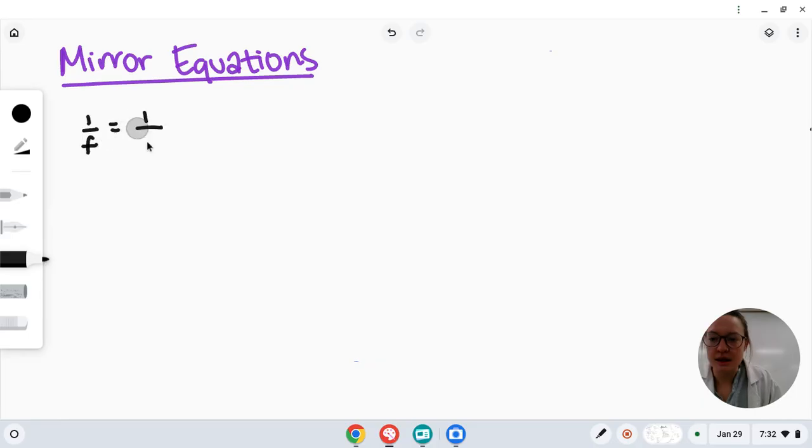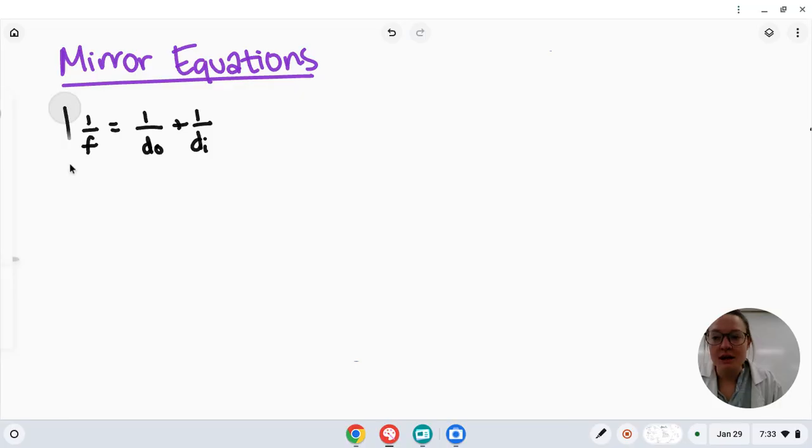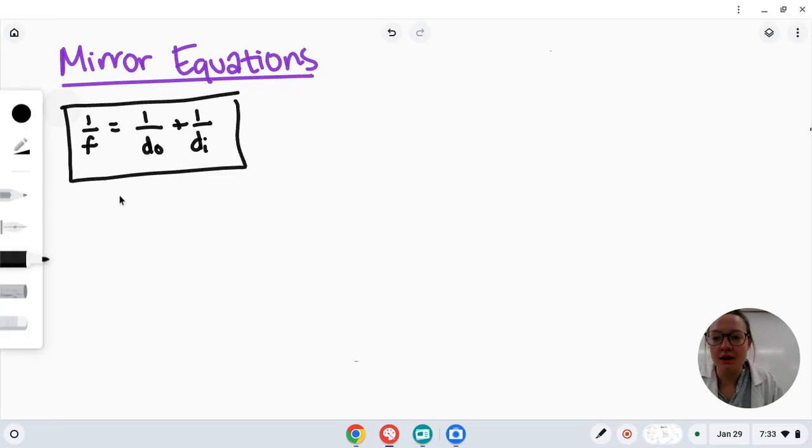1 over DO. That is the distance to the object. Write that down in your notes if that's something that you want to remember. 1 over the focal length equals 1 over DO plus 1 over DI, where DO is the distance to the object and DI is the distance to the image. This equation is, of course, worthy of your bag of tricks, and it is what we call the mirror equation.